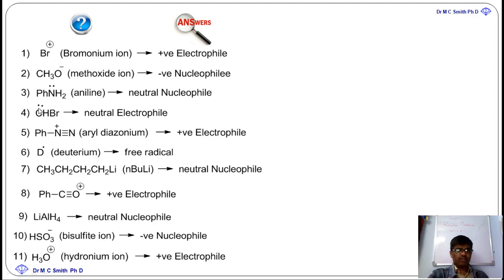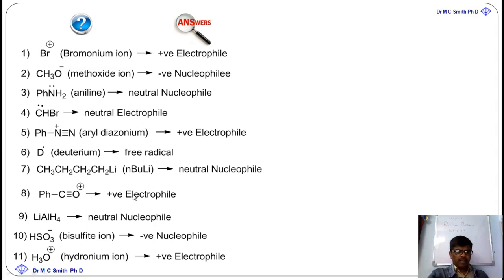Carbene, neutral electrophile. So be careful, just by seeing a lone pair, don't assign it as a neutral nucleophile. All carbenes are neutral electrophiles. Aryl diazonium ions, positive electrophiles. Deuterium ion, this is a very, very important one. D dot is a free radical. Just now I said butyl lithium is a neutral nucleophile. Phenacyl, positive electrophile.